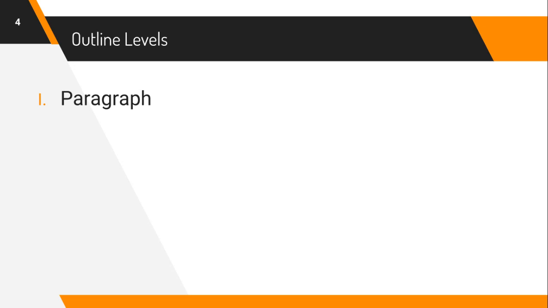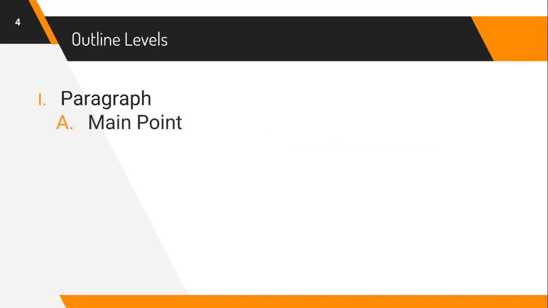Now, there are different levels to an outline, and they each have a different way that they are marked in an outline, and they each have a different purpose. So the highest level is the paragraph level, and it is marked by a Roman numeral. So you can see here Roman numeral 1. This is our first paragraph. You don't need to add any more than this in your outline. Just leave it there to make sure that you know when you're switching between your different paragraphs.